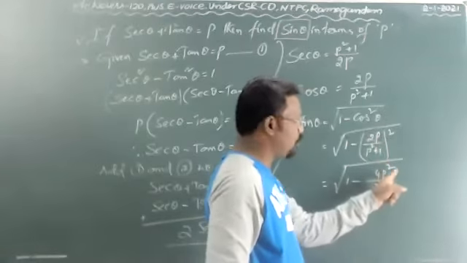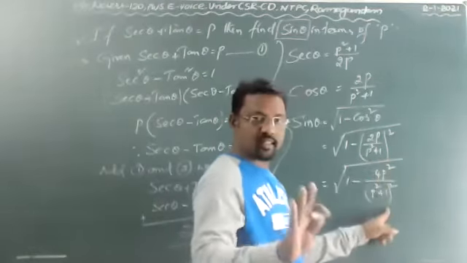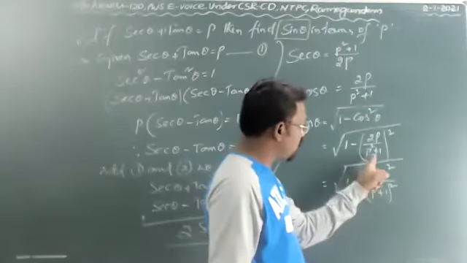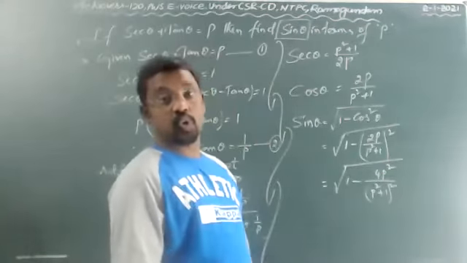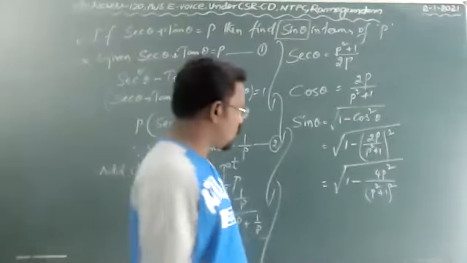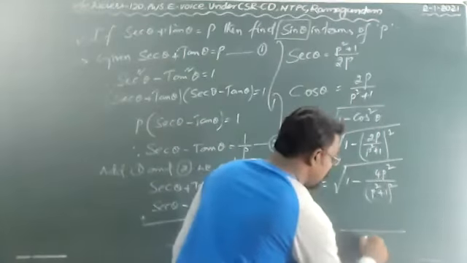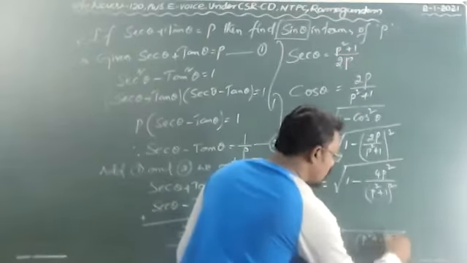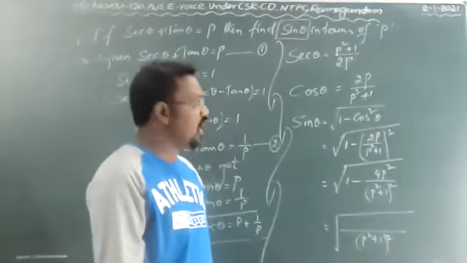2P whole square is 4P square. 2 2s are 4, P into P square. Keep it like this. P square plus 1 whole square. Now take the LCM of this. What is the LCM? P square plus 1 whole square is the LCM.